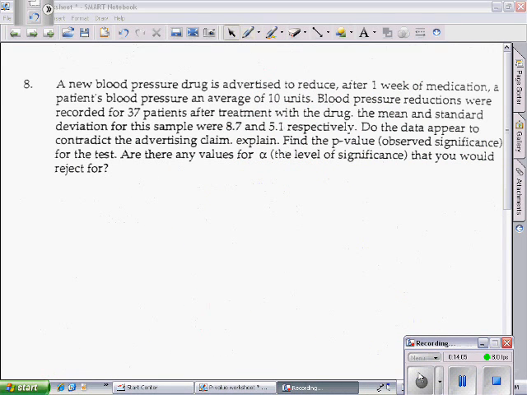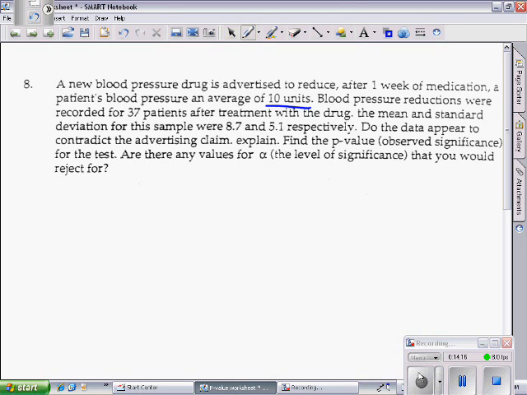Continuing now with number 8. The problem says a new blood pressure drug is advertised to reduce, after 1 week, a patient's blood pressure an average of 10 units. Blood pressure reductions were recorded for 37 patients. The mean was 8.7, and we're going to treat 5.1 as sigma. Do the data appear to contradict? Contradict, telling me it's a two-sided test. So it doesn't say is it more than they said or less than they said. We just want to know if it was different. Find the p-value, and are there any levels of alpha that you would reject for?